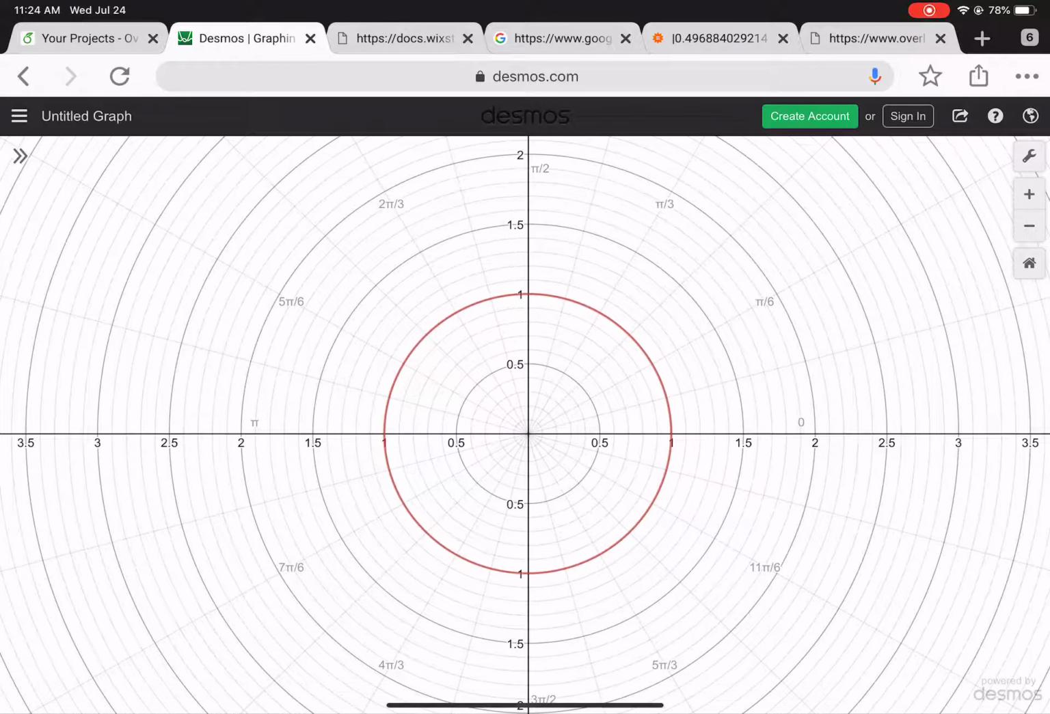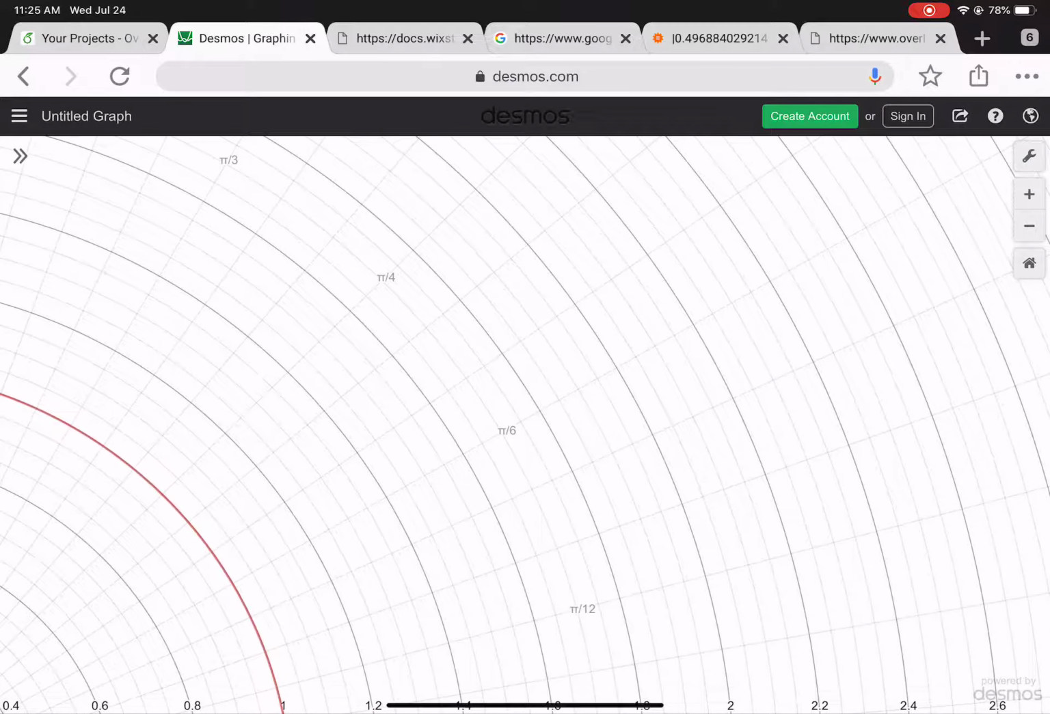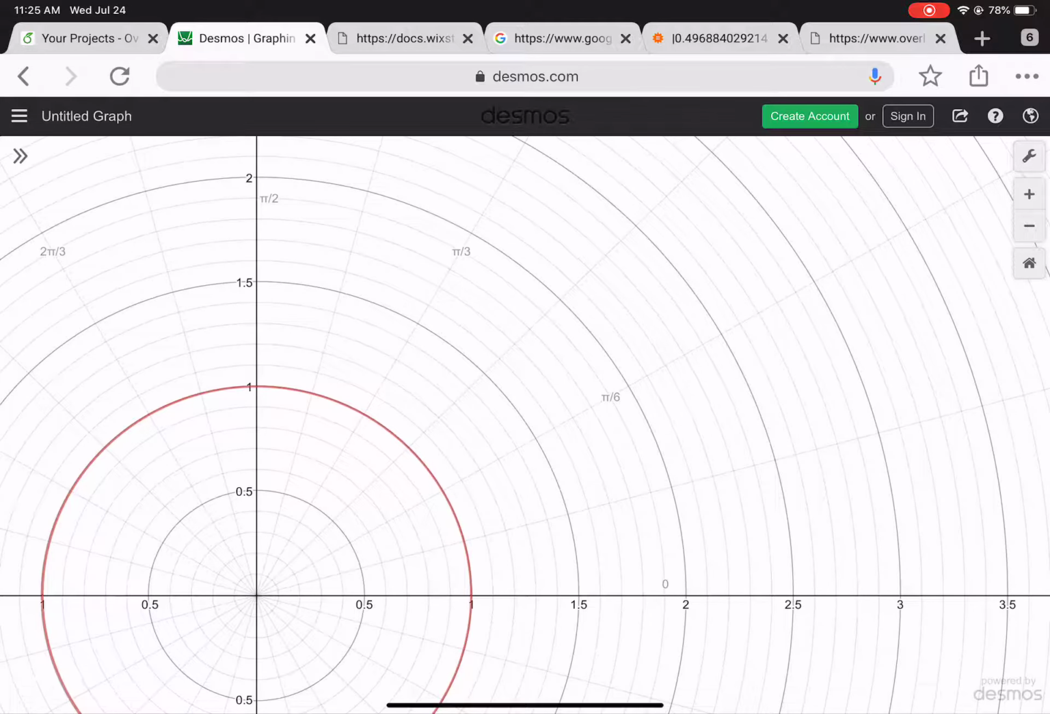So, do you see the theta values or no? You see what you're given here for theta? Theta is equal to pi over 6, right? Theta is equal to pi over 4. You're given the theta values depending on which point you are located on.